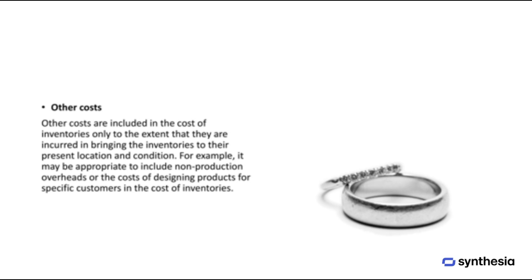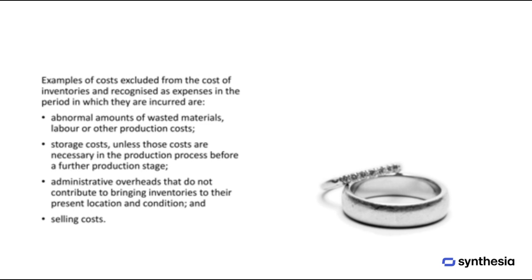Other costs are included in the cost of inventories only when they help bring the inventory to its current location and condition. For example, this might include certain overhead costs that are not directly related to production or the expenses involved in designing products tailored for specific customers. These costs are added to ensure the inventory's value reflects all necessary expenses up to the point it is ready for sale or use.